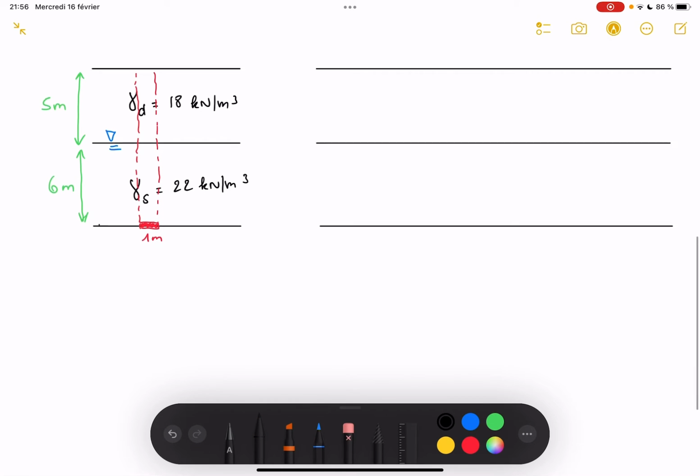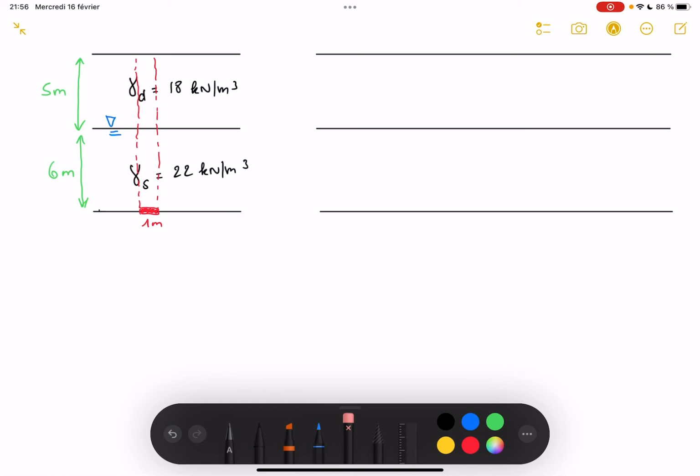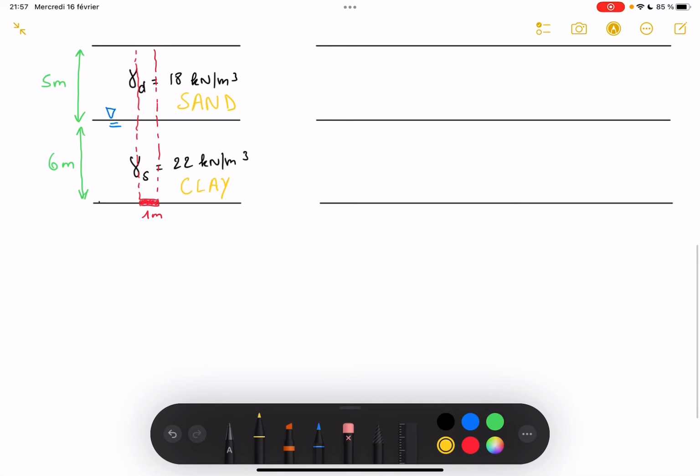Let's work out the first layer. Let's say, for example, I'll just add something quickly. Let's say here we have sand and here clay. Now, please note these unit weights are arbitrary. Please do not keep them. I took them randomly.